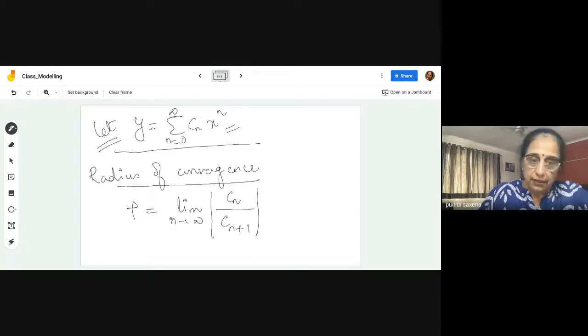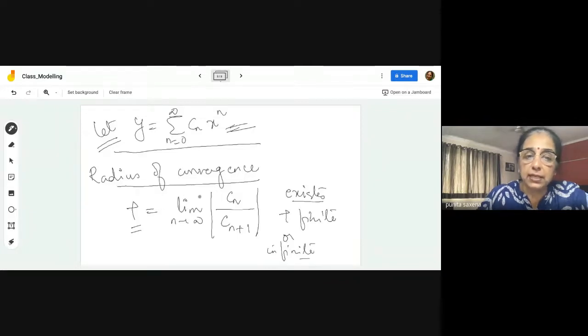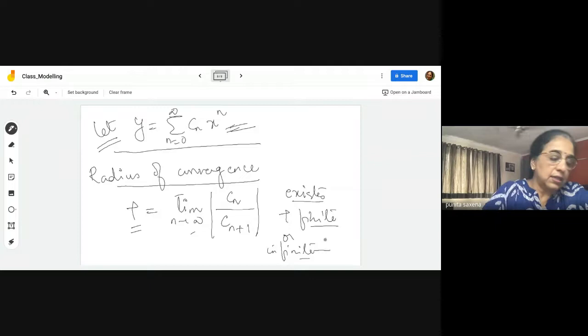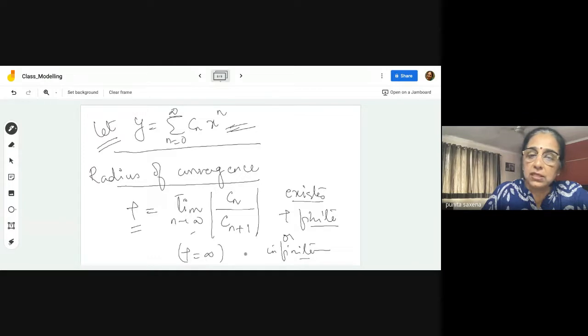Okay, and with this as my power series, I'm assuming that this number rho exists. Now, if it exists, that means rho is finite, or we are assuming that rho is infinite. That means we are assuming that this limit exists. Now, once this limit exists, I have two options: this limit can be either finite or infinite. In case it is infinite, we write that my rho is infinity.